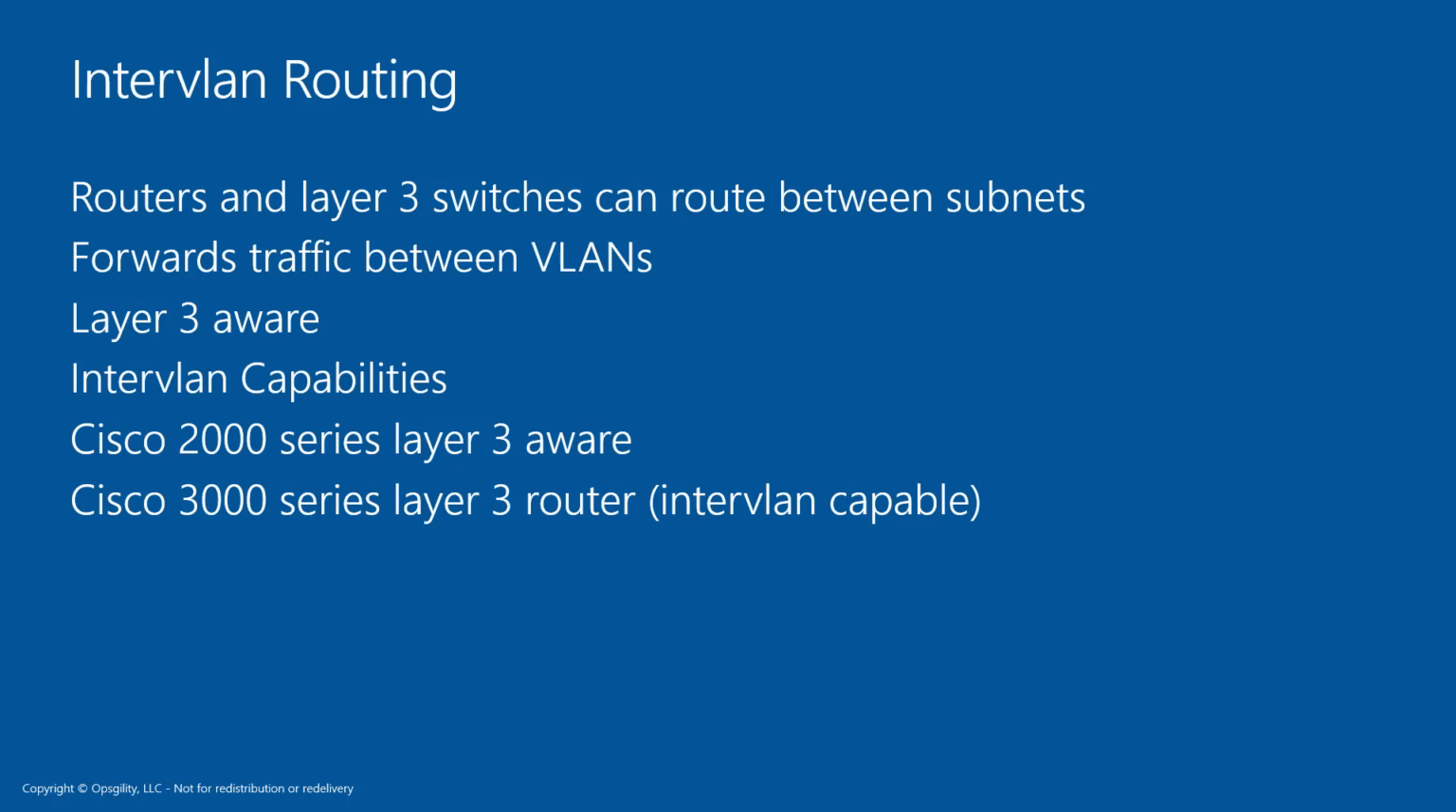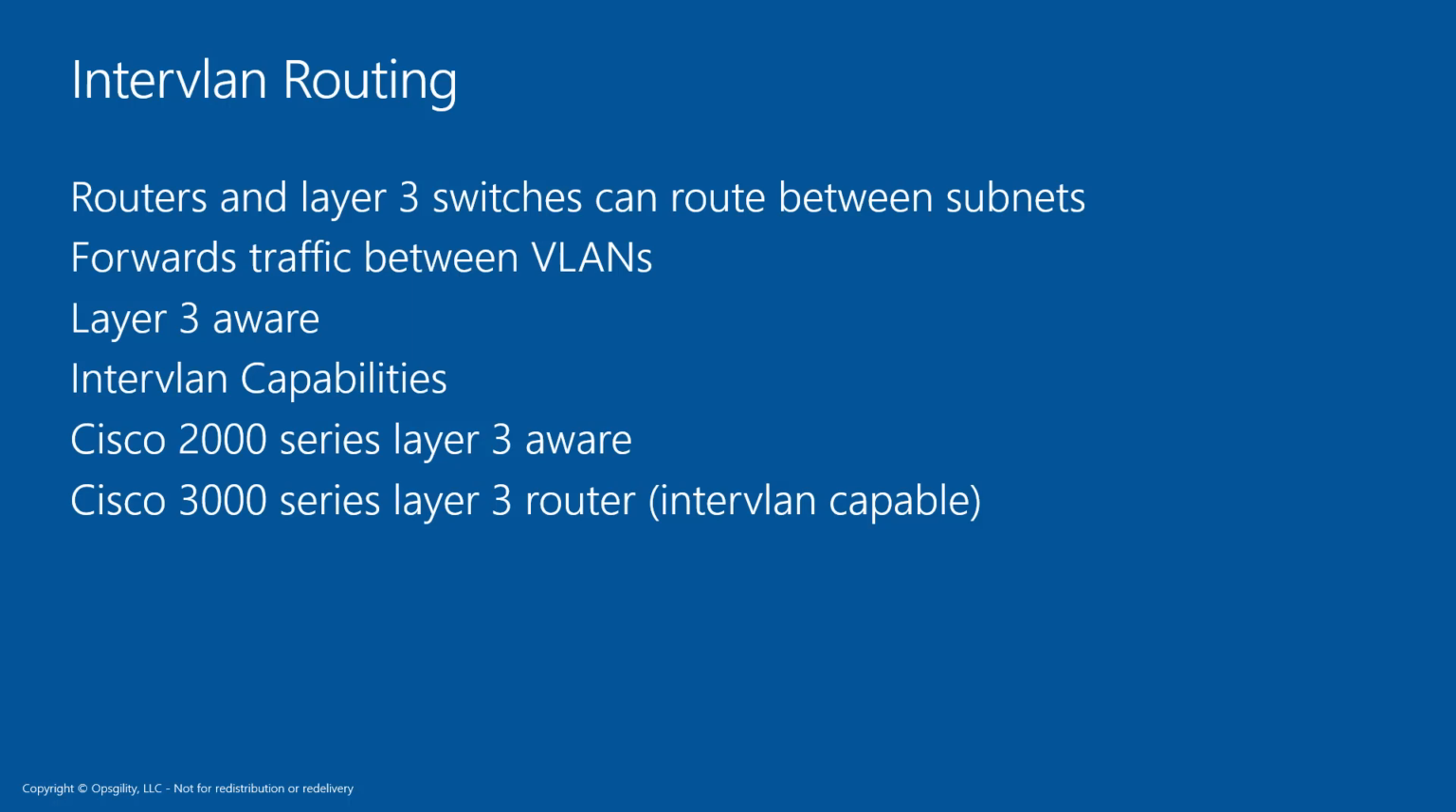I did have a customer that had a lot of Cisco 2000 series layer 3 aware switches, and a single layer 3 switch that was up in an attic that averaged 120 degrees in the summer. Well, one day that Cisco 3000 series finally quit, and the Cisco 2000 series switches were all aware of the various different VLANs, but they had no way of finding each other. And since I didn't have another Cisco 3000 series in stock, I had to order one.